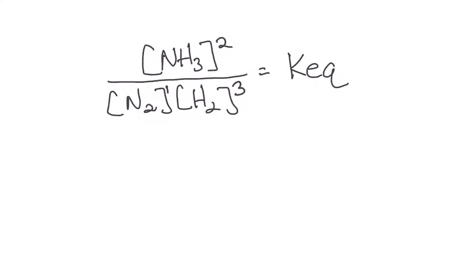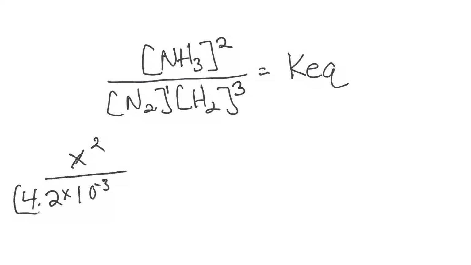I don't know what's on the top, so I can leave it as ammonia squared, or if you want to shorten it and just call it X, because that's often what we call unknowns in math and science. So if I have X squared, which is really ammonia squared, I'm going to put it over the nitrogen and the hydrogen cubed. So the nitrogen was, and I'm not going to scroll back for you, but it was 4.2 times 10 to the negative 3. So if you want to look back at that, you can.